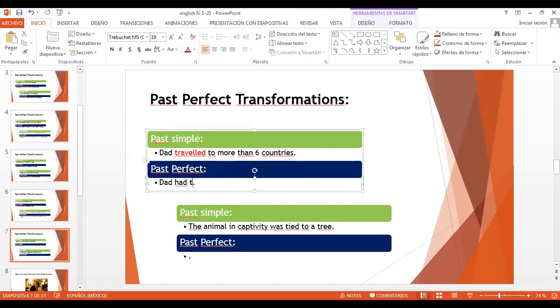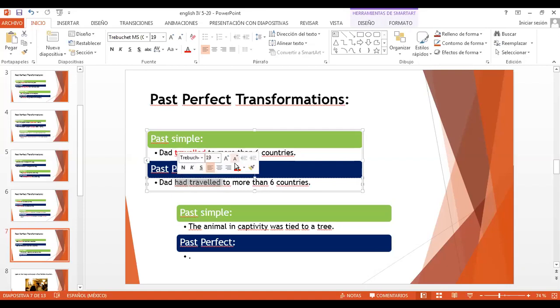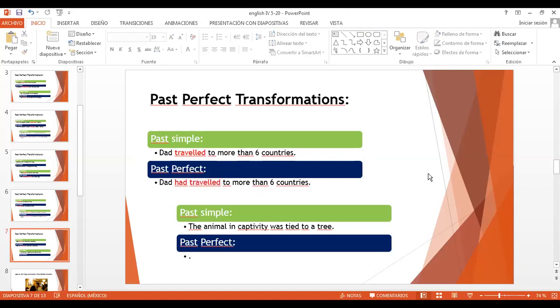That had traveled to more than 6 countries. So simple past went into past perfect. That's it.